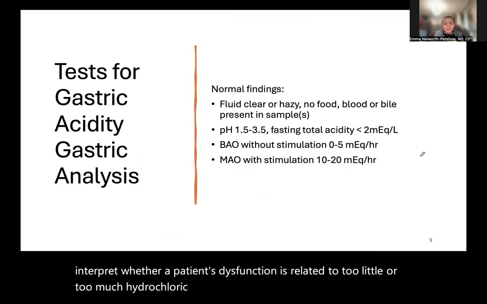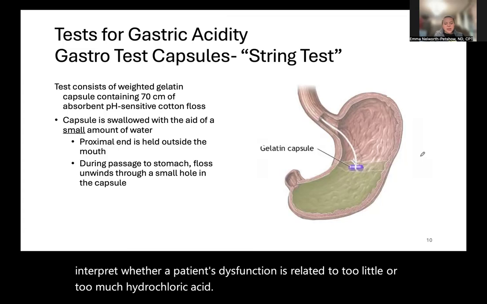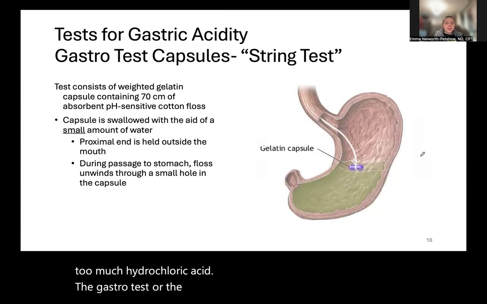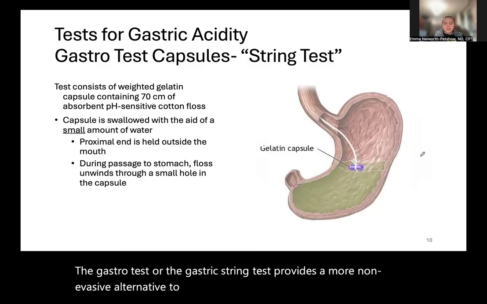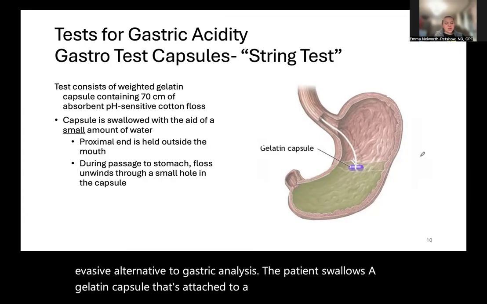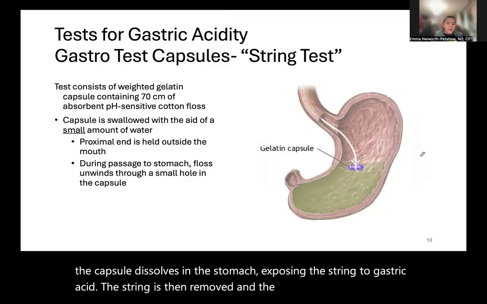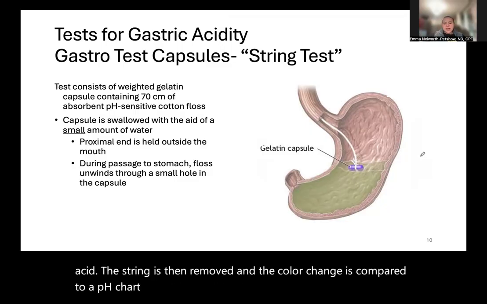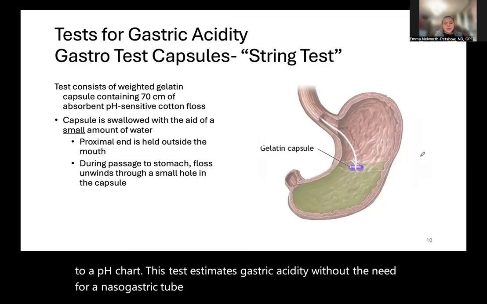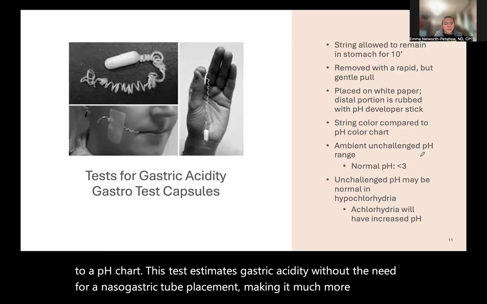The Gastro test or the gastric string test provides a more non-invasive alternative to gastric analysis. The patient swallows a gelatin capsule that's attached to a long pH-sensitive string, and the capsule dissolves in the stomach, exposing the string to gastric acid. The string is then removed, and the color changes compared to a pH chart. This test estimates gastric acidity without the need for a nasogastric tube placement, making it much more comfortable and accessible.